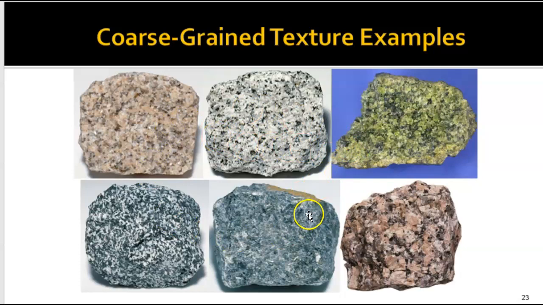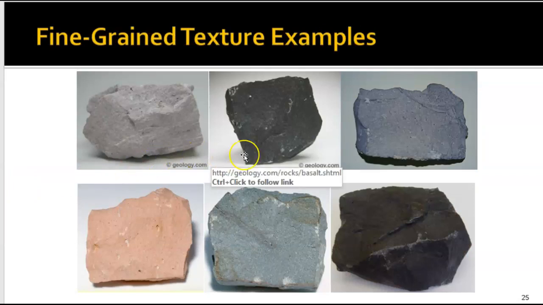So it's telling us a couple things. One, where it cooled and how it cooled. It cooled very slowly because it had time to do that. And then our other main texture that we look at with igneous rocks is fine grain or finely crystalline igneous rocks, and these are all examples of those where you cannot see the crystals easily with your naked eye.